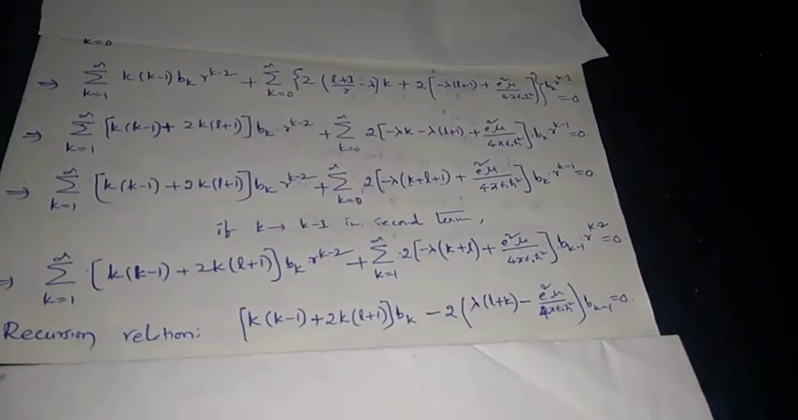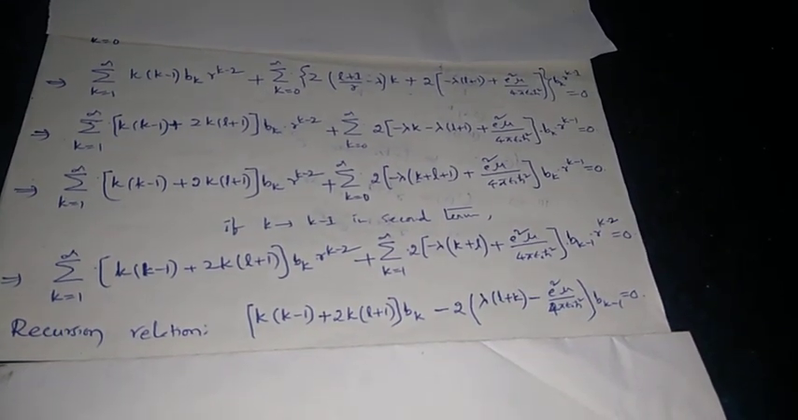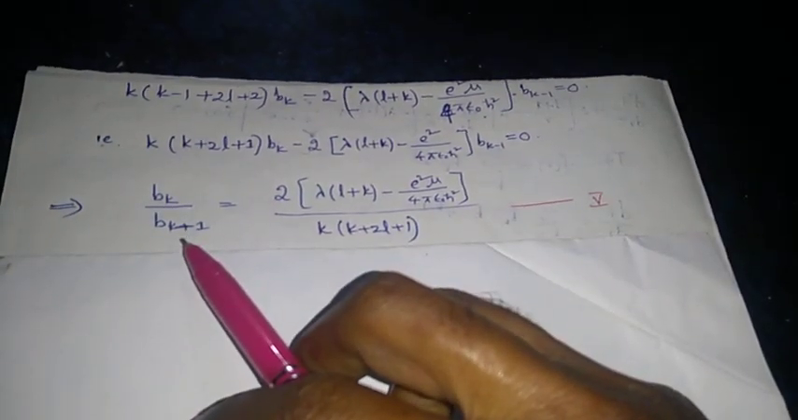And in the second term, if you take k-1 in place of k, which is this term, then we get the summation going from k equals 1 to infinity, and instead of b_k we'll be writing b_(k-1) and then r^(k-2). So the recursion relationship that we get for b_k is this equation here, and if you rearrange it, it will give you the ratio b_k/b_(k-1) as equation number 5.